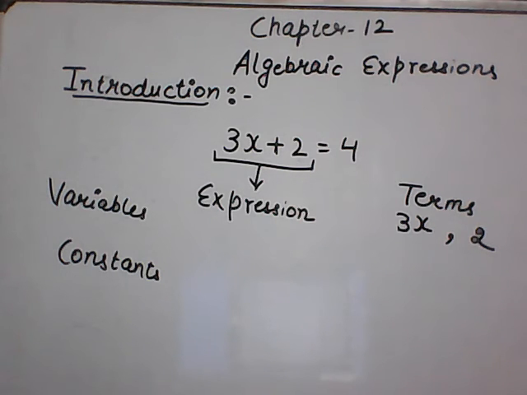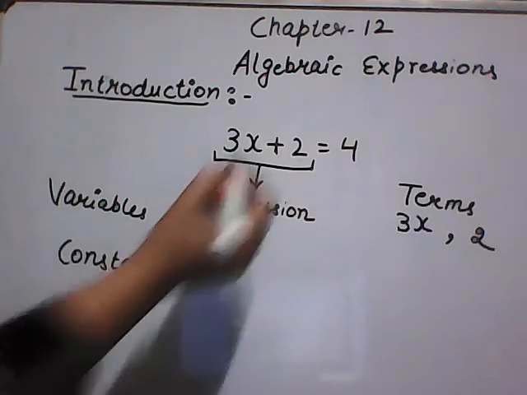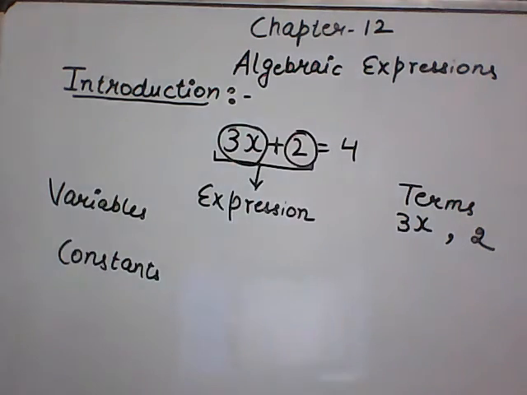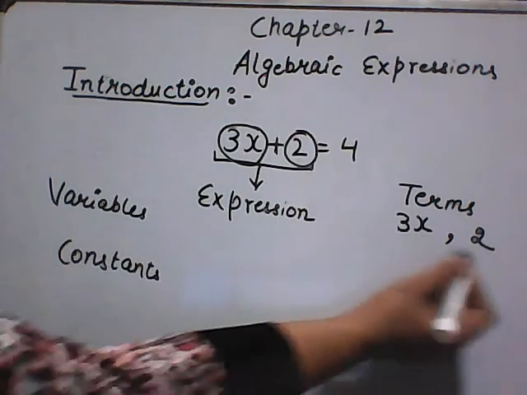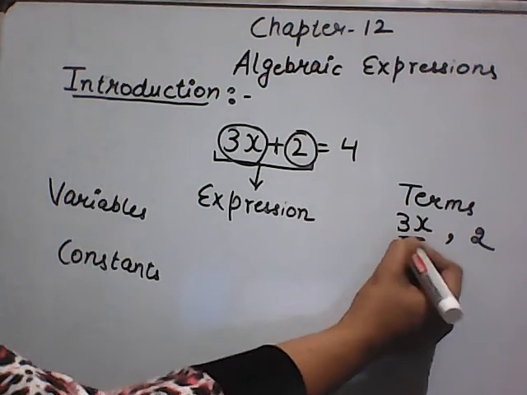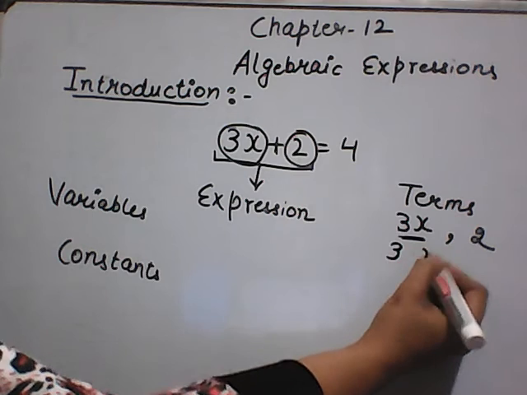Now in this expression we have used certain concepts such as terms, variables and constants. Let's discuss them one by one. What do you mean by term? A term is a group of numbers and variables. In this expression we have used two terms, 3x and 2. Here 3x is a combination of the number 3 and the variable x.